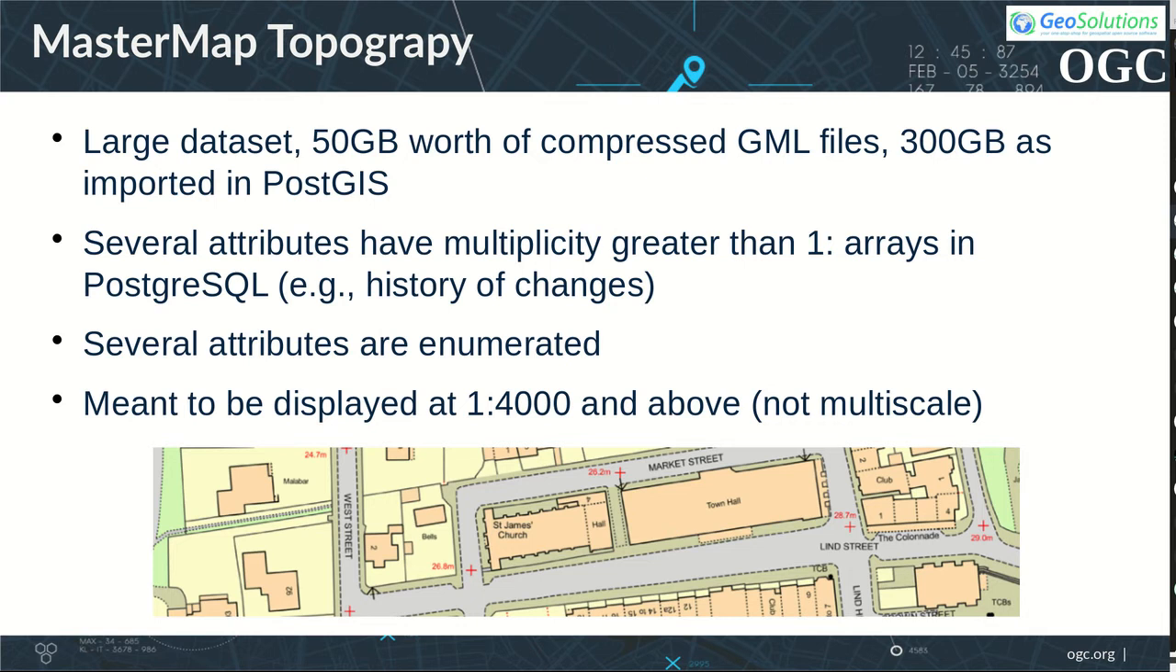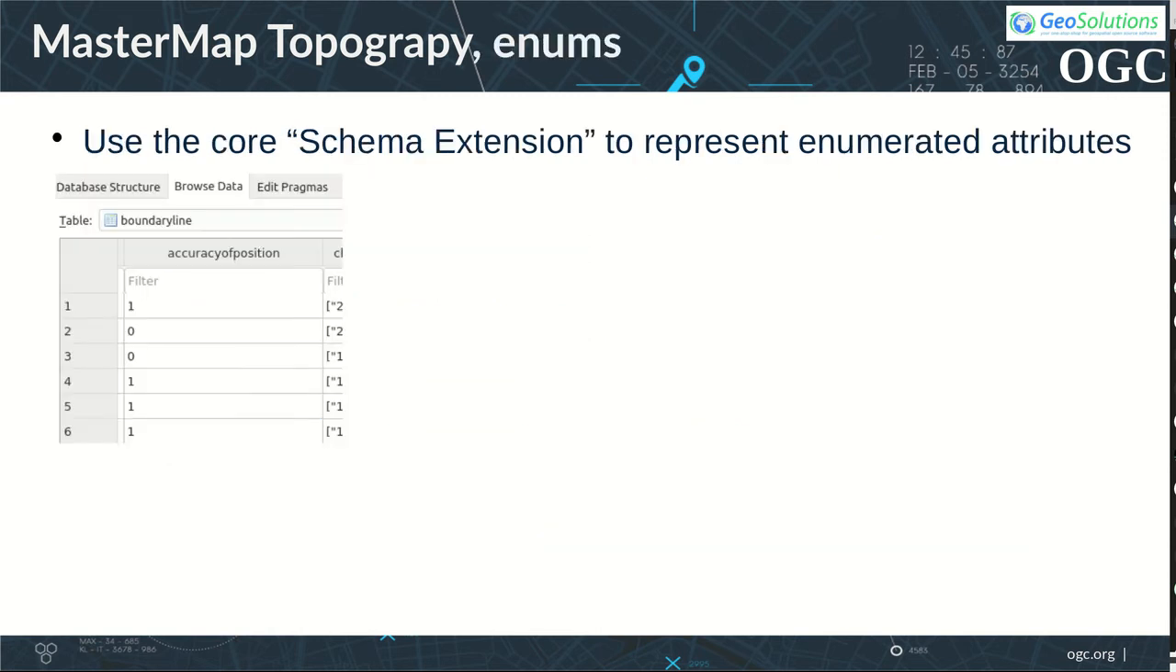The dataset is very detailed and meant to be displayed at around 1 to 4000. Several attributes are enumerated. Also, several have a multiplicity greater than 1 and are represented as arrays of values. In order to reduce the size of the GeoPackage, enumerated attributes have been represented as integers, using the core schema extension to associate each number to a value.